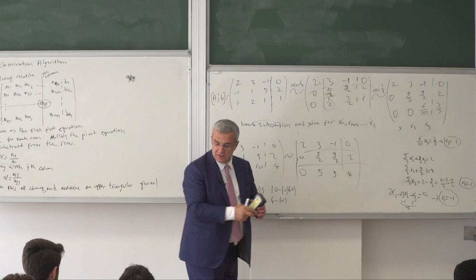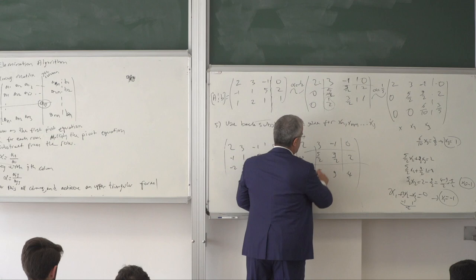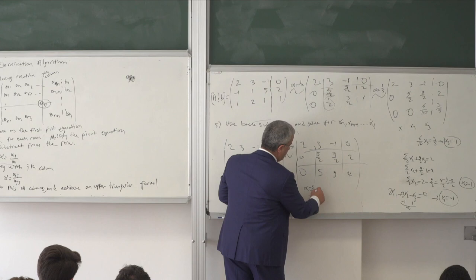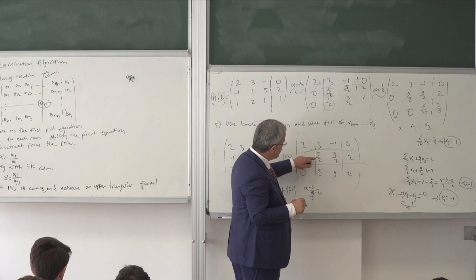Okay? So what do I do now? Go to the second stage. Now what is my alpha? Alpha is 5 over this, right? 5 over 2, which is 2. This is twice this. Twice this is subtracted from this. What will you have?